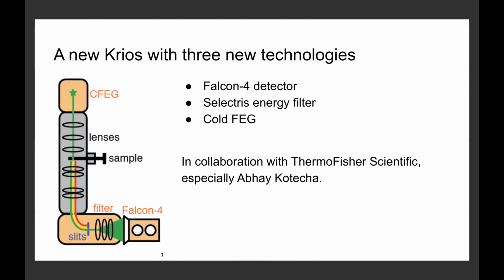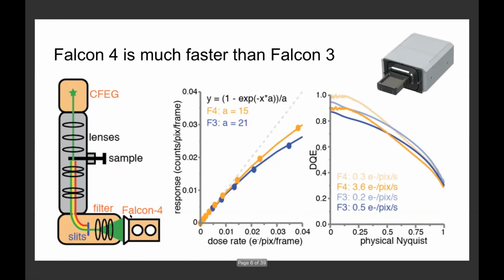We worked in collaboration with Thermo Fisher Scientific, especially Abhay Kotecha, and tried a new Krios with three new technologies. It consists of a new cold FEG and Selectris energy filter and new Falcon 4 detector. Now all of them have become products and you can buy them. And the product version is better than the prototype I used in this research.